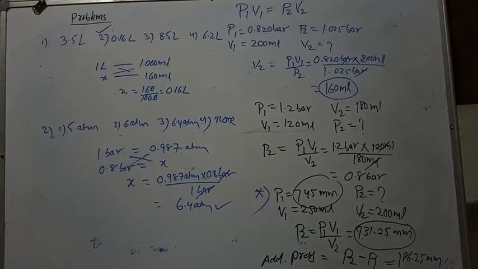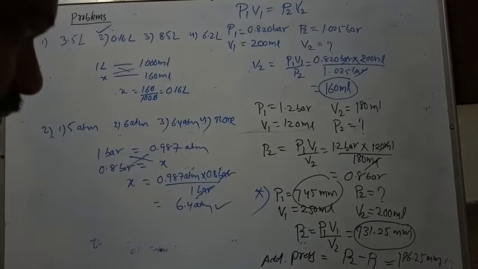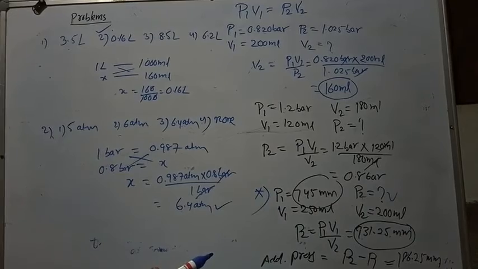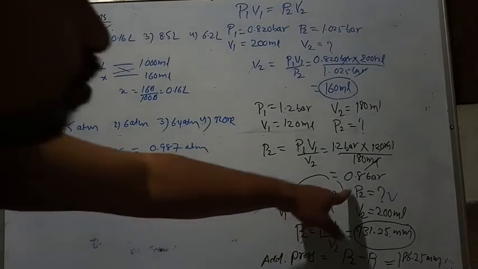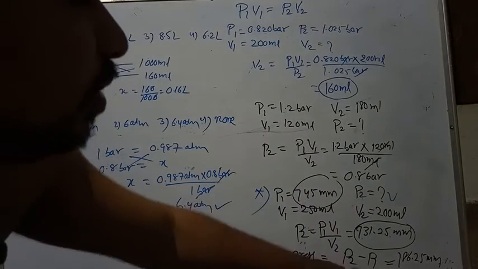He is asking additional pressure. How much pressure is increasing? Now, he is not asking at which pressure the volume will become 200 ml. At how much additional pressure? First we have to find P2 and then we have to take the difference.